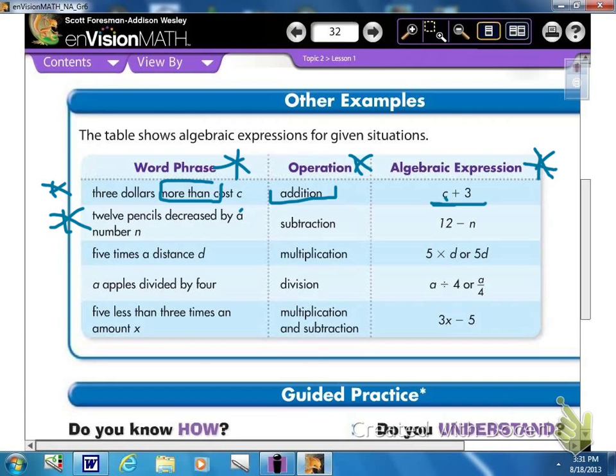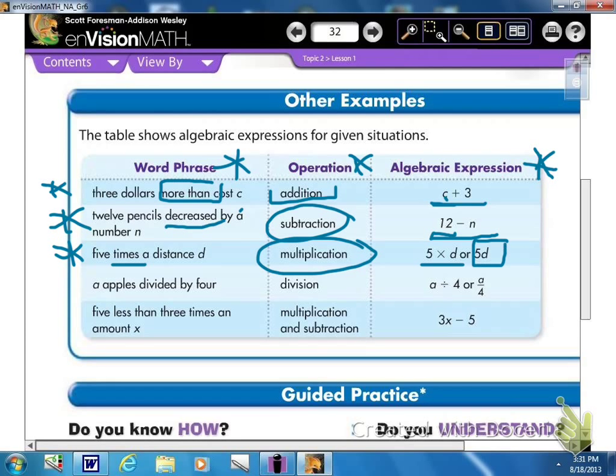The second one, 12 pencils decreased by a number n. Well, decreased, what do you think that operation is going to be? Subtraction, of course. So we have 12 pencils first, decreased by a number n. We don't know what that number is, we just know it's decreased by that number. The next one, 5 times a distance d. Well, of course you know that would be multiplication. So they have 5 times d, how you used to write it, or how I would prefer you write it, 5d.